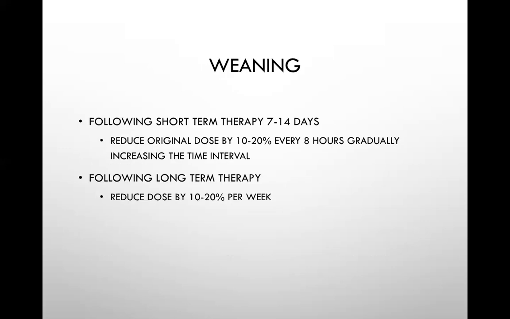Weaning off. To avoid withdrawal symptoms in these patients, you do a gradual weaning. Abrupt weaning may bring withdrawal symptoms to the patients. So following short-term therapy of 7 to 14 days, reduce the original dose by 10 to 20% every 8 hours, gradually increasing the time interval. And if patients have been on long-term therapy, you do a more gradual reduction of the dose, which is by 10 to 20% per week.